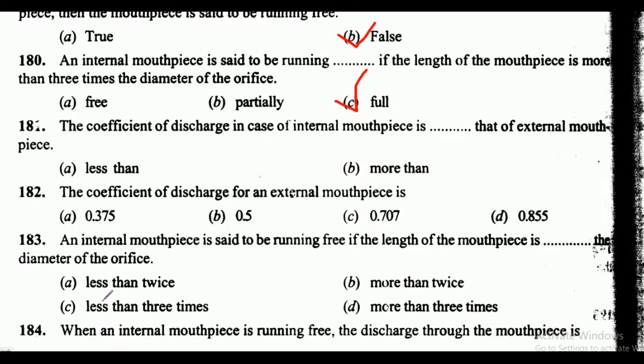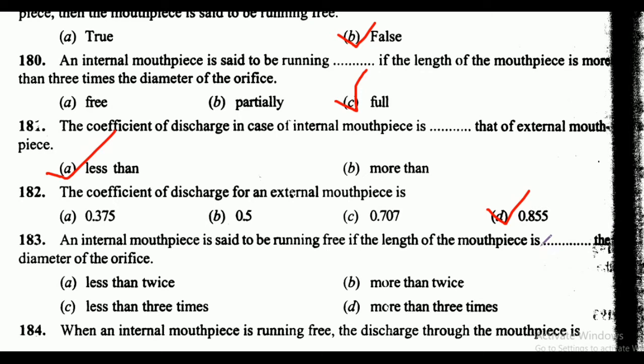Next is, the coefficient of discharge in case of internal mouthpiece is dash that of external mouthpiece. Options are less than, more than. So here friends correct answer is option A, that is less than. Next is, the coefficient of discharge for an external mouthpiece is, here friends these are the options and here correct answer is option D, that is 0.855.